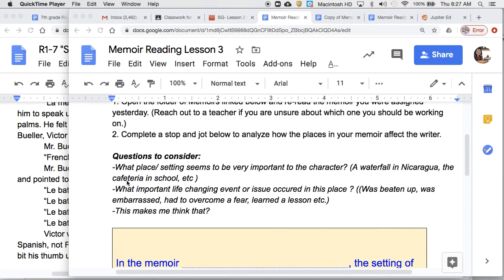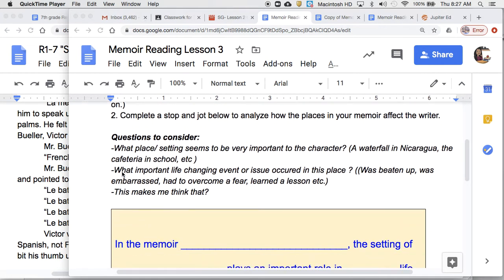And then the next part of the post-it you're going to consider is what important life-changing events or issue occurred in this place. For example, maybe in the cafeteria your character was beaten up, or maybe they learned to stand up for themselves. Maybe it was something embarrassing. Maybe they had to overcome a fear. You're thinking kind of about a lesson that's being learned and the place where that's being learned. That's what we're focusing on today. And then you kind of push your thinking and bring it all together.